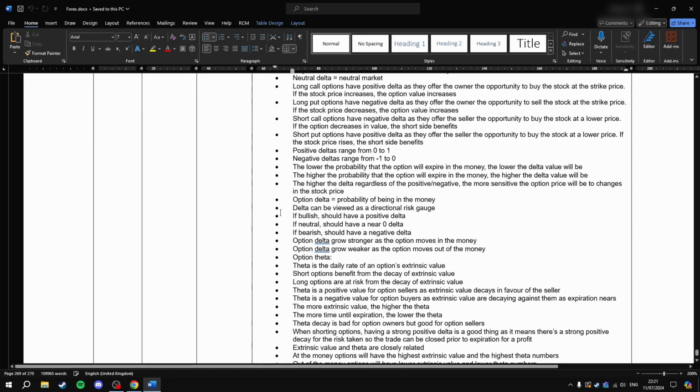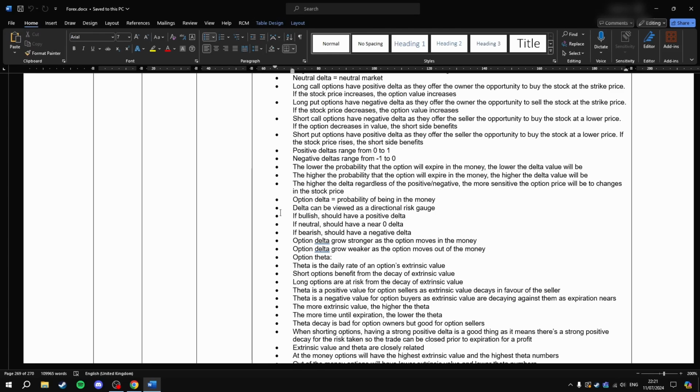Long call options have positive delta as they offer the owner the opportunity to buy the stock at the strike price. If the stock price increases, the option value increases. Long put options have negative delta as they offer the owner the opportunity to sell the stock at a strike price. If the stock price decreases, the option value increases.